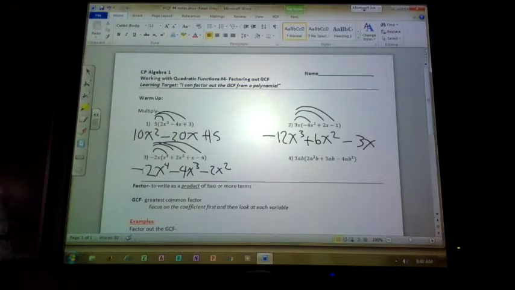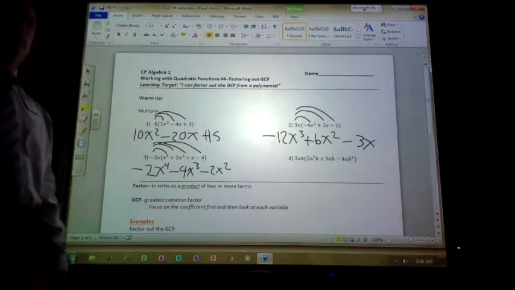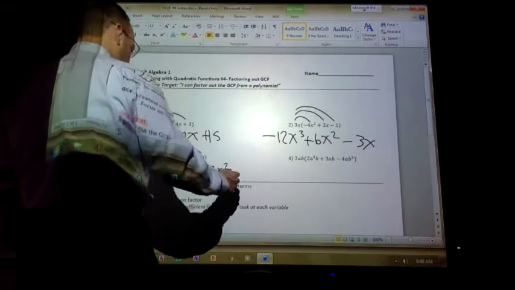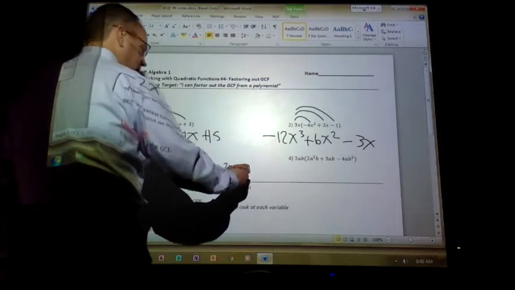Is it negative or positive? Why is it positive? They're both negative. Negative 2 times negative 4. All right, so I get positive 8x.